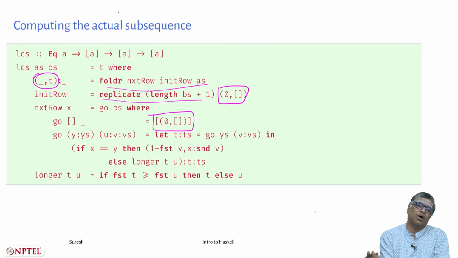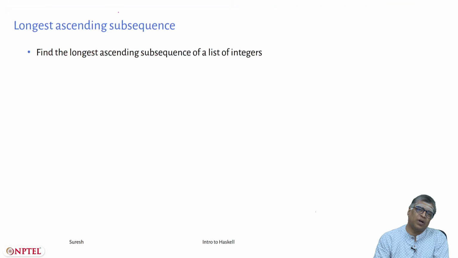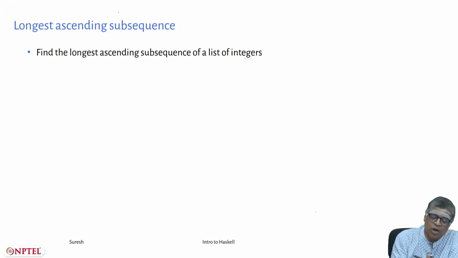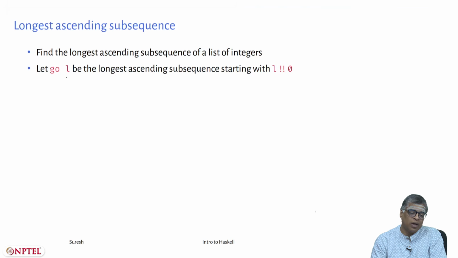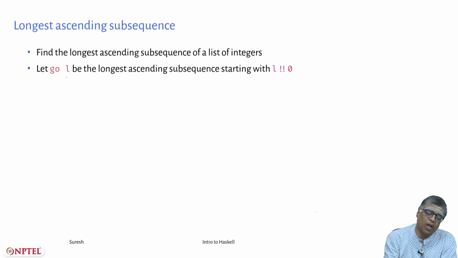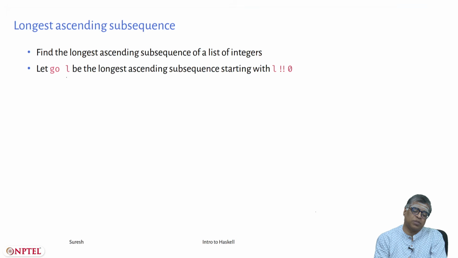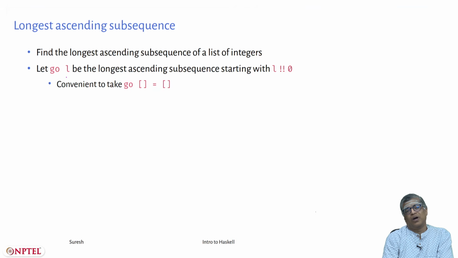Okay, fine. So now let's move to a different problem which has the same kind of structure. This is an interesting problem. Longest ascending subsequence, it is called. Find the longest ascending subsequence of a list of integers. Once again, let's say that go L is the longest ascending subsequence starting with L 0, the 0th element of L. So it is convenient to take go of the empty list to be the empty list.